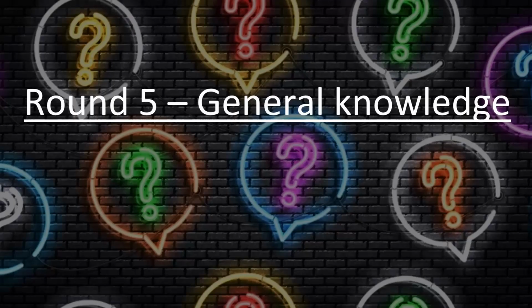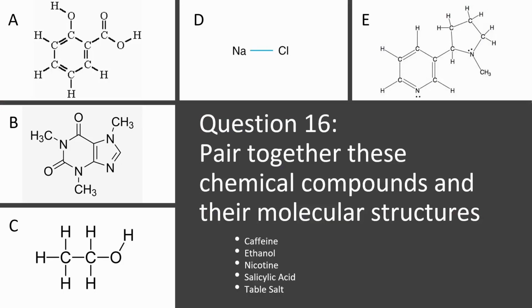And moving on to general knowledge. So question 16, pair the chemical compounds with the molecular structure. So A is then salicylic acid, B is caffeine, C is ethanol, D is salt, and E is nicotine. Good job if you got that.